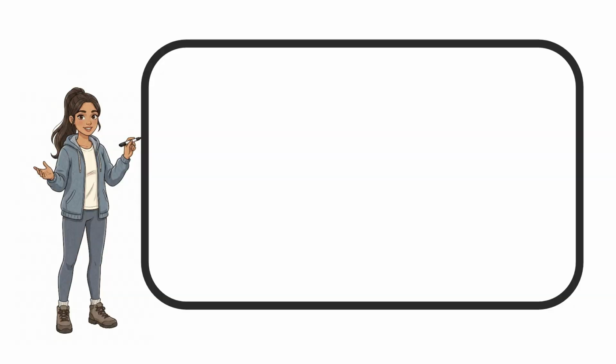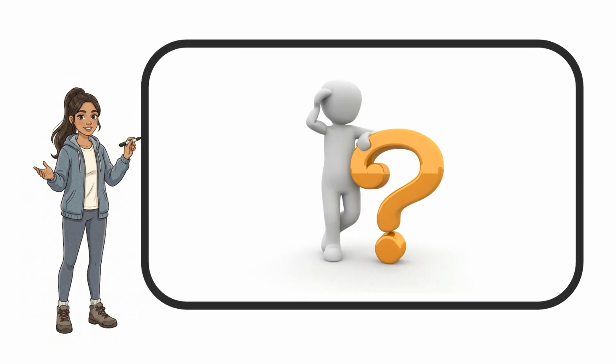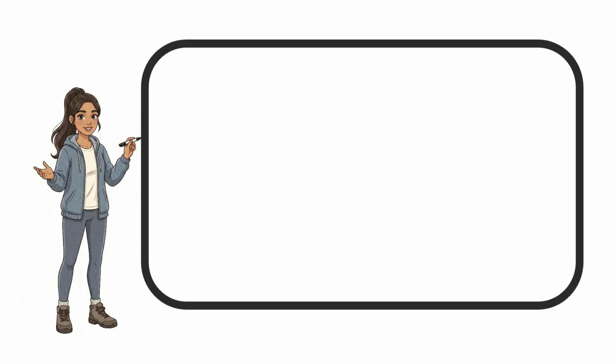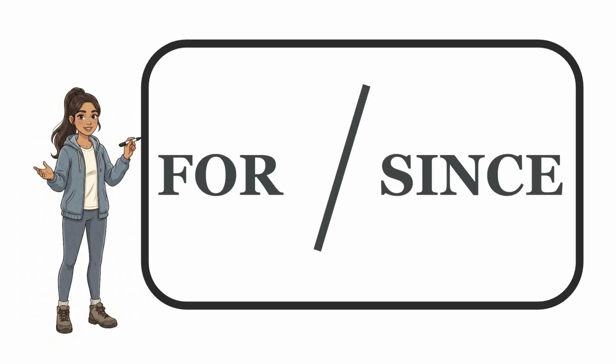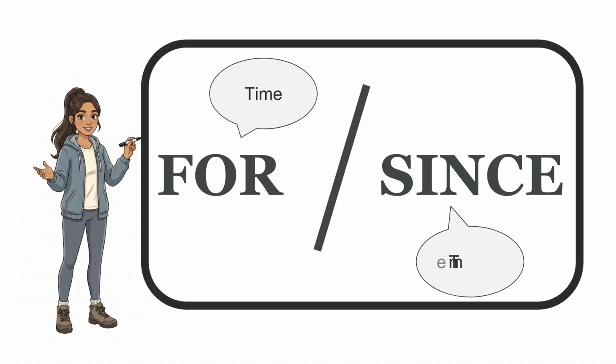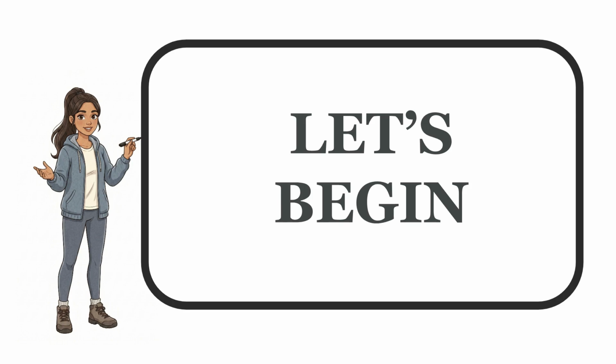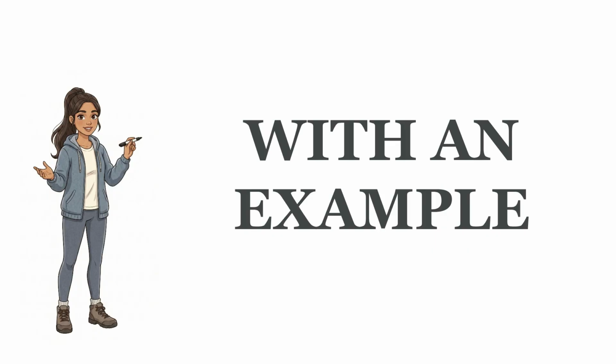Today we are looking at two small words that confuse almost every English learner. The words are for and since. Both words talk about time. They are often used in the same situation, which is exactly why they get mixed up. So if this has been confusing you, you are in the right place. Let's start with one situation and look at it from two angles.